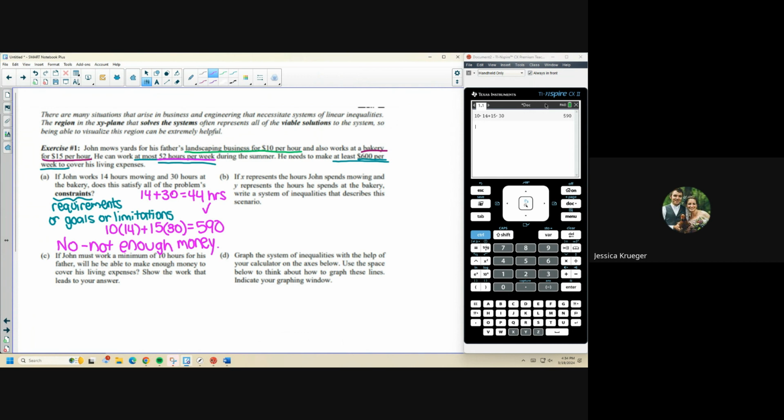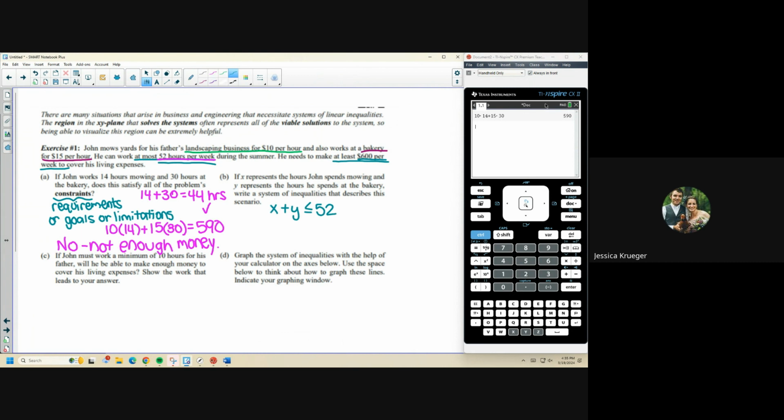Part B says if x is the hours John spends mowing and y is the hours he spends at the bakery, write a system of inequalities that describes this scenario. So we have 2 constraints. We know that he cannot work more than 52 hours. So the hours he spends mowing plus the hours he works at the bakery has to be less than or equal to 52, because he can work at most 52 hours.